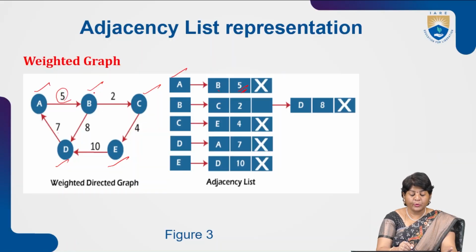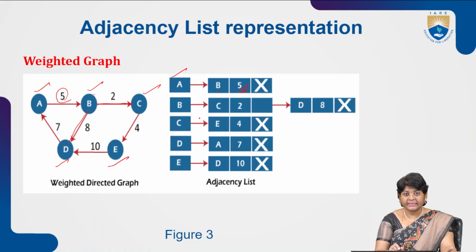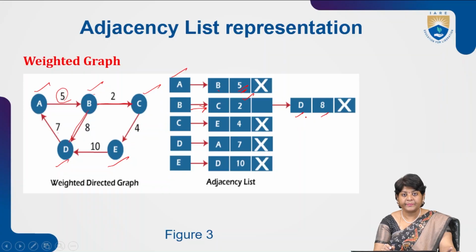And if you come to vertex B, B is connected to C and B is connected to D with some weights. Now we will see how we connected. B is connected to C with weight 2, and B is also connected to D with weight 8. Since there are no other adjacency vertices, we closed with a cross mark.